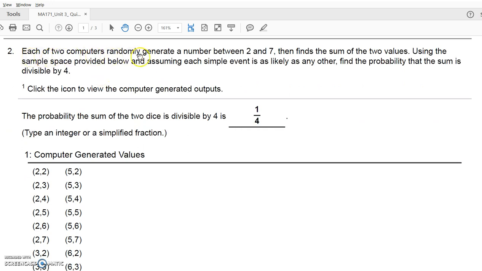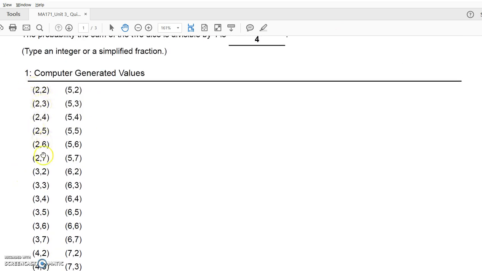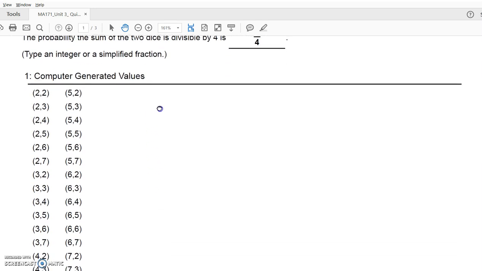Number 2, so we have computers generating random numbers, and then we add up those 2 values using the sample space provided below. So the sample space is provided here. So these are the randomly generated numbers. Find the probability that the sum is divisible by 4. So what you need to do is, first of all, count all these pairs, and that way you'll find out what is my sample space.